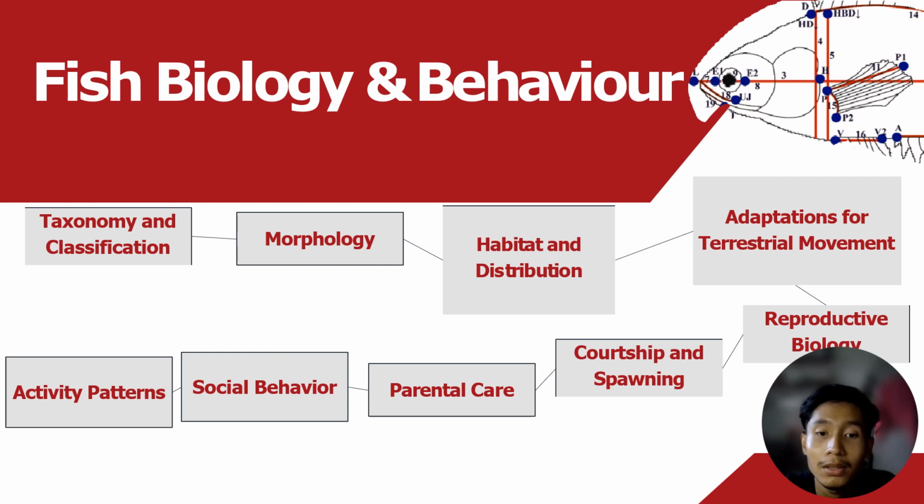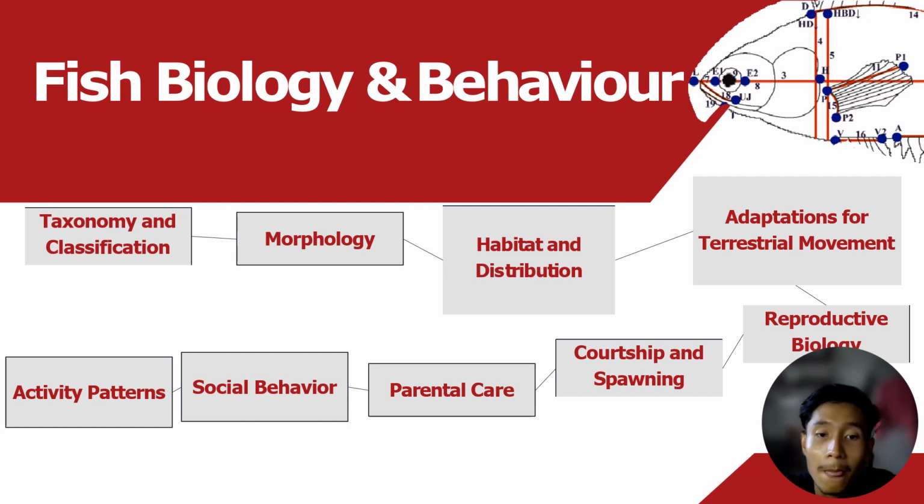Reproductive biology: sexual reproduction with external fertilization. Male builds a bubble nest using saliva and plants to protect and incubate eggs. Courtship and spawning. Courtship involves intricate behaviors such as fin displays and circular swimming. Spawning occurs near the bubble nest and the male guards the eggs. Parental care. Male guards the eggs and fry until they are capable of swimming independently. Demonstrates territorial behavior around the nest.